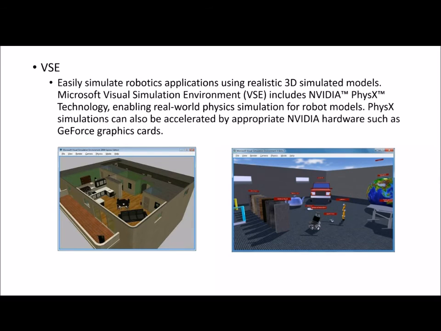So here are 2 screenshots. On the left hand side we see a very nice apartment model that would definitely provide a nice realistic environment for our robotic hardware or the robotic application to be realized.